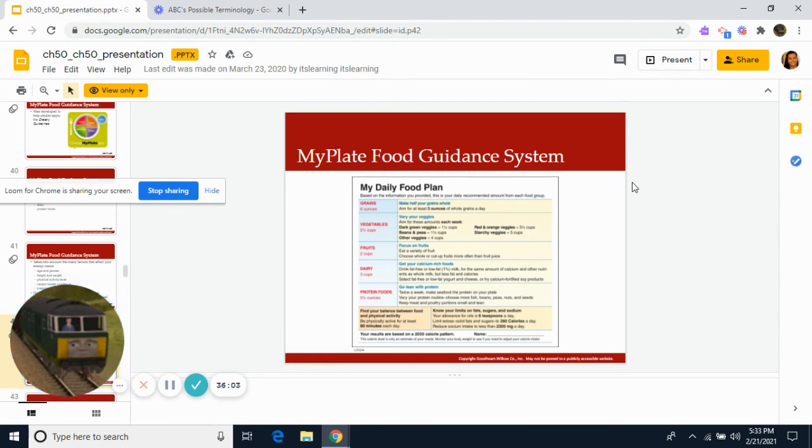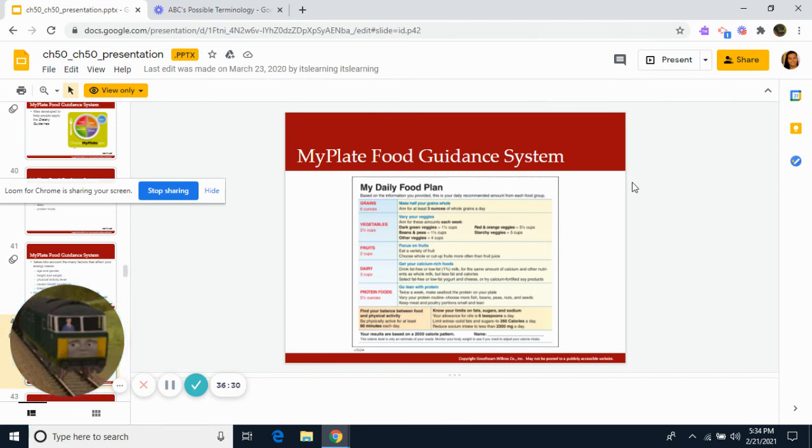The results are based on a 2,060 calorie pattern. The calorie level is only an estimate of your needs. Monitor your body weight to see if you need to adjust your calorie intake. Grains, 6 ounces. Make half your grains whole. Aim for at least 3 ounces of whole grains a day. Vegetables, 2.5 cups. Vary your veggies. Aim for these amounts each week.